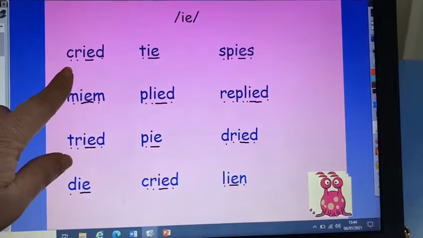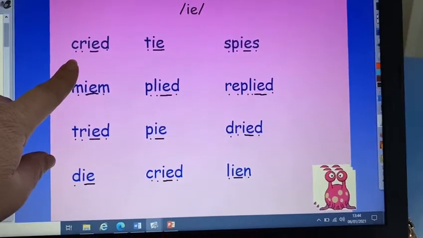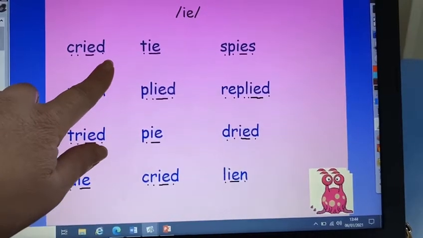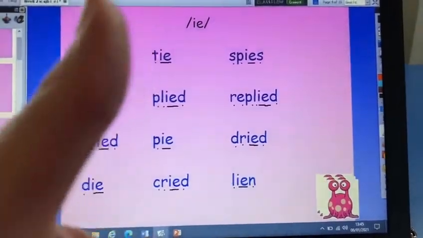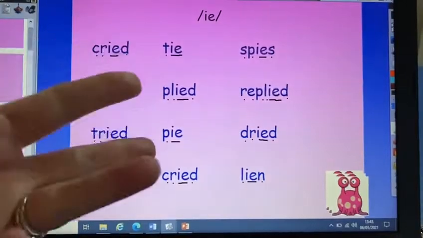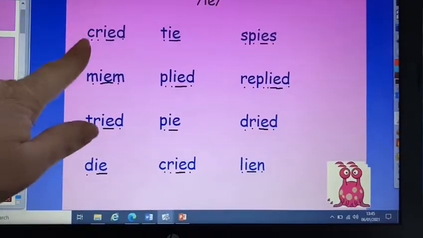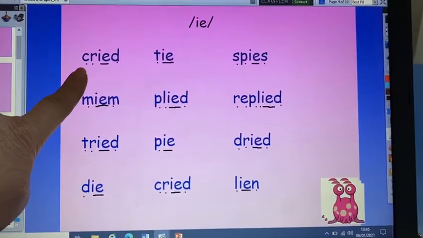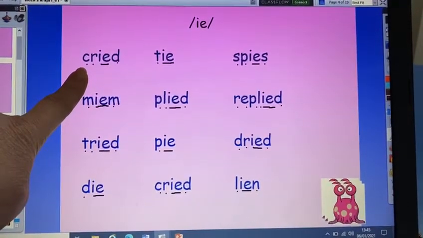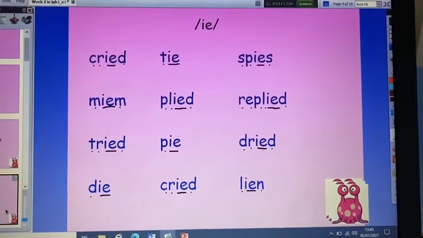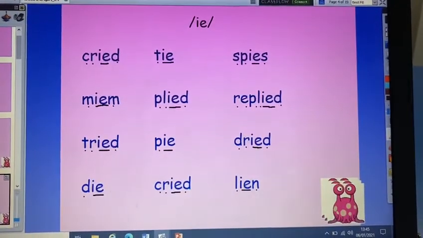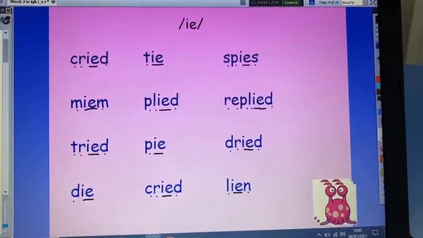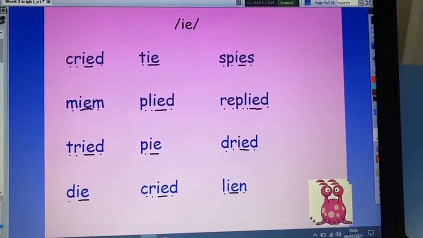So for this word, we can have a go at sounding it out together, and you can sound it out with me. So we've got cried, cried. And then we have a think, don't we? When we're in school, we have a think about whether that's a real word or whether it's an alien word. So you have a think, do you think cried is real or is it alien? Well done, it's a real word, isn't it? So we don't need to put an alien next to that one.